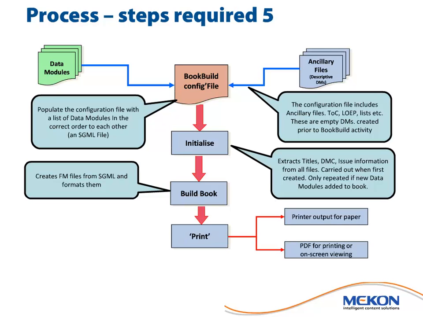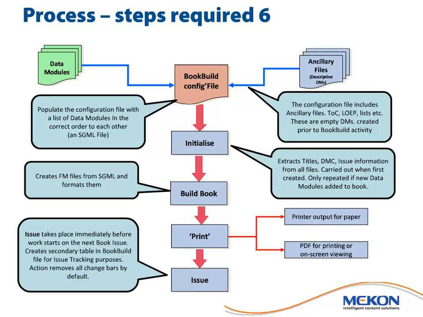Having built the book, we're now in a position to print it. Now, you can either print it to a printer to create a paper copy immediately. Clearly, if there's A3 illustrations, then you need to have a printer that can cope with that. Or you can create a PDF file, which you can either use for printing later on, or in fact you can use it for on-screen viewing, because one of the features about BookBuild is that it will actually convert all of the cross-references into hypertext links. The exception to that is that it can't currently handle hotspots. The PDF file system can't handle hotspots at the moment.